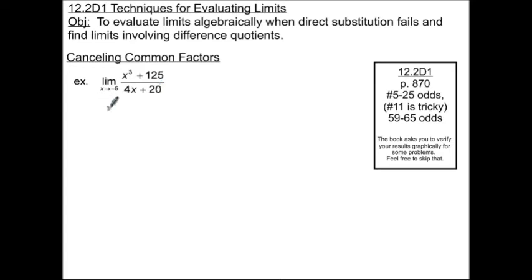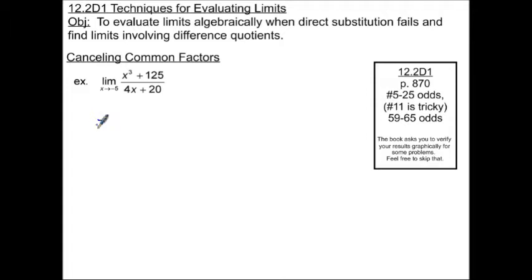So, right here is our first one. If I have the limit as x approaches negative 5 of x to the third plus 125 over 4x plus 20, hopefully it's pretty obvious that if I plug negative 5 into my denominator, I'm going to end up with negative 20 plus 20 and have a zero denominator, which of course is undefined. So basically what we're going to be doing here is trying to eliminate the thing that gives us the 0 in the denominator. Sometimes by canceling, we'll be able to do that.